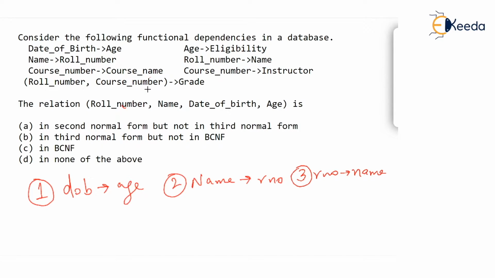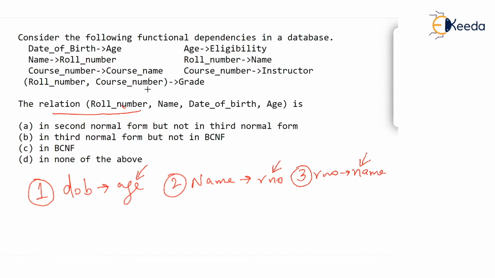Now the question asked is whether this relation is in second normal form but not in third normal form and so on. So they are asking basically in which normal form this particular table is. Now to find out the normal form, you will have to find out the candidate key. And the best way to find out the candidate key is to see the right hand side of all the dependencies and just find out which attribute is missing on the right hand side.